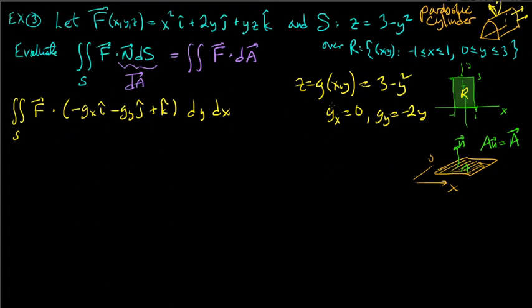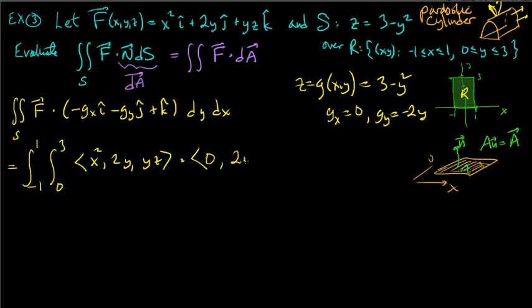Well, we have the partial derivatives, so now, x just goes from -1 to 1, and y goes from 0 to 3. And the vector field is x squared, 2y, yz, dot product with this vector here. So it's going to be -0, which is just 0, negative -2y is positive 2y, and then 1, and this will be dy dx. So we still have to take the dot product.